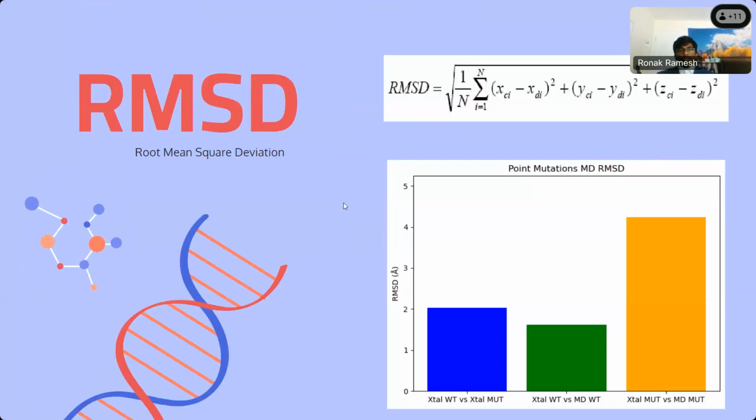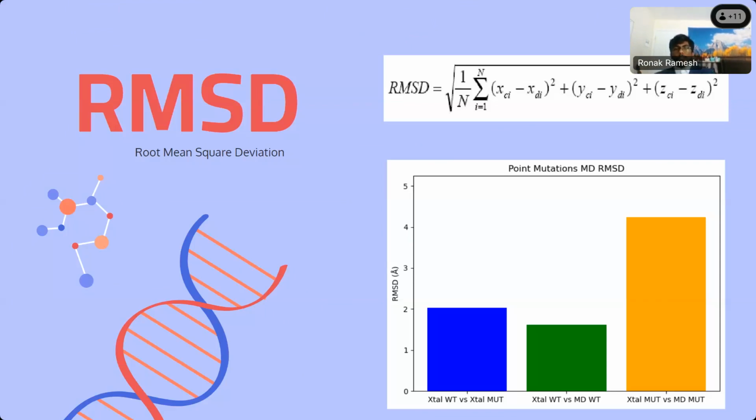So RMSD, also known as root mean square deviation, measures the average distance between corresponding atoms in two protein structures. In my graph here, I made three key comparisons to evaluate the structural changes induced by mutations and protein dynamics. Here you can see XTAL, which is just short for crystal. These crystal structures served as the starting points for my MD simulations, as they allowed me to compare the behavior of the proteins in their crystal states and the simulated MD states.